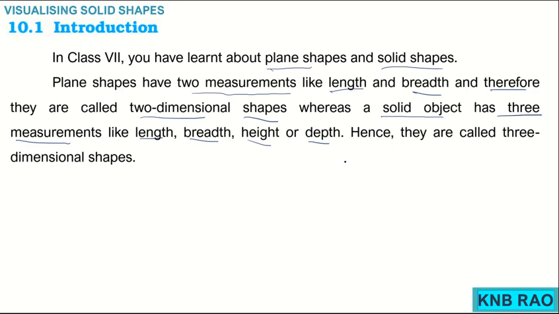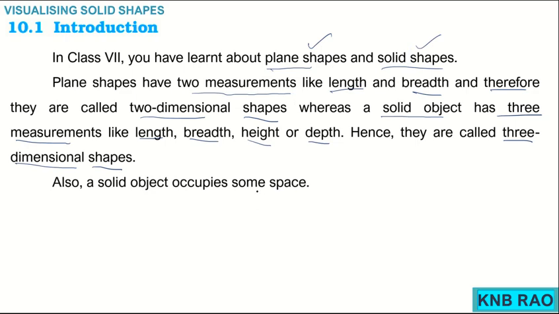When it comes to the water bottle that you carry, the bag that you carry, or a textbook that you hold, or a pen that you are using to write, these are all solid objects. That's why they are called three-dimensional shapes. See children, this you have learnt in your class 7th. These two-dimensional shapes occupy an area, whereas solid shapes occupy volume. That is, it occupies some space around.